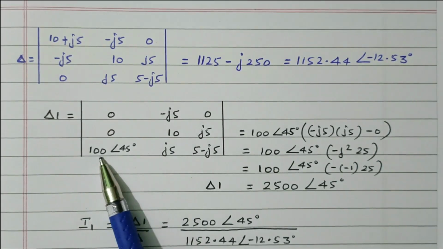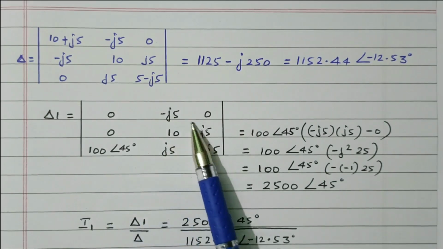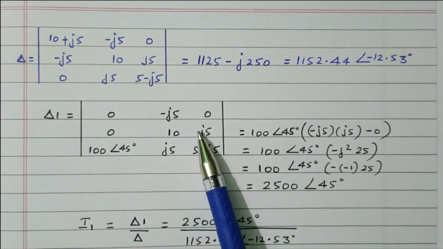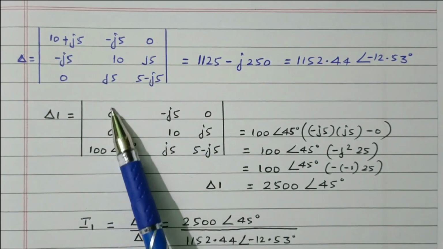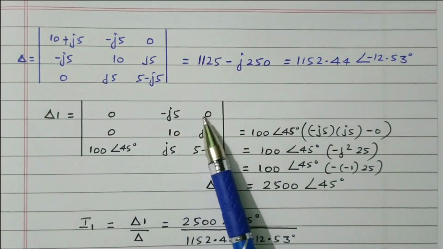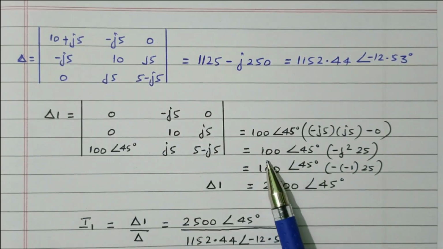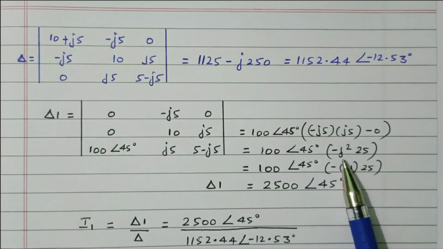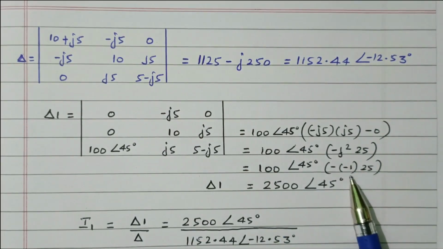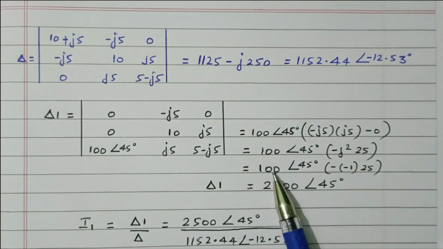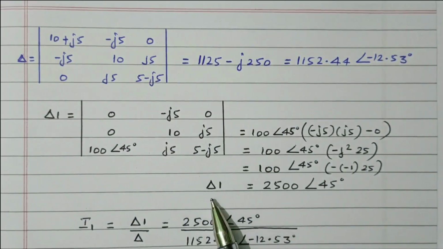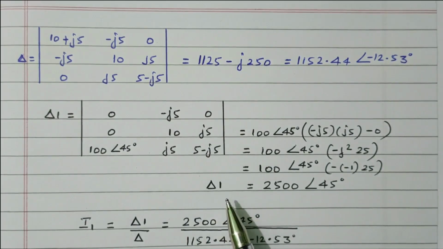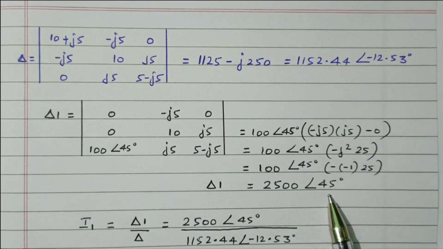Now we will take this 100 angle 45, and we have to multiply these two values: J5 minus J5 into J5, minus 0 into 10. Right? If you take this value, you have to leave these two columns and multiply these two values. So 100 angle 45 times minus J square 25. J square is minus 1, so that is 25. So 100 into 25, 2500 with an angle of 45. So this delta 1 value is also very similar to the previous case, where we calculated delta 3. Right? 2500 with an angle of 45.